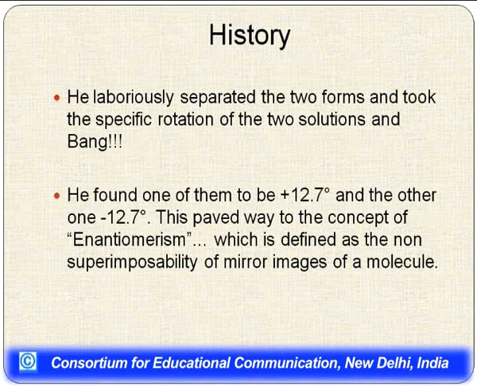in the polarimeter. Now what does this mean? What inference did he get out of it? He got what we today call enantiomerism. You can see the slide I have written there. This paved the way to the concept of enantiomerism, which is defined as the non-superimposability of the mirror images of a molecule. So non-superimposability and this enantiomerism concept, we would be doing in a while.